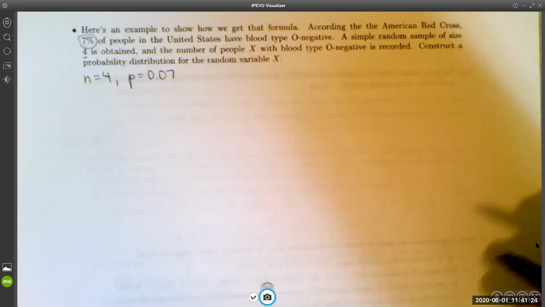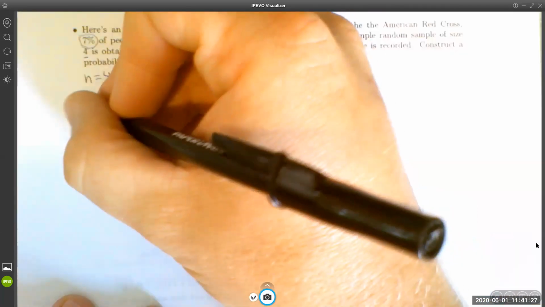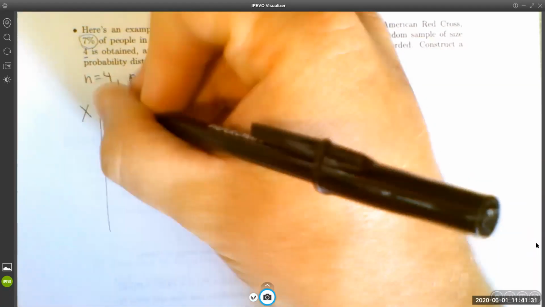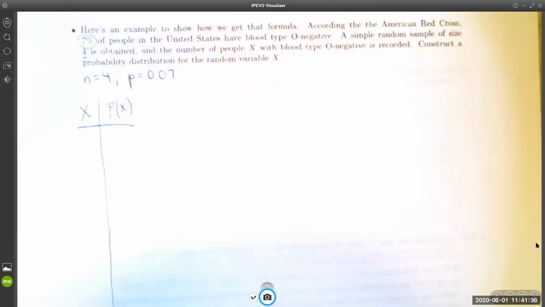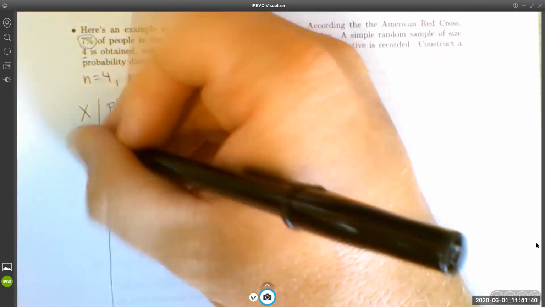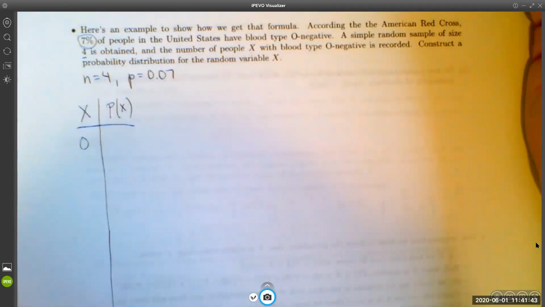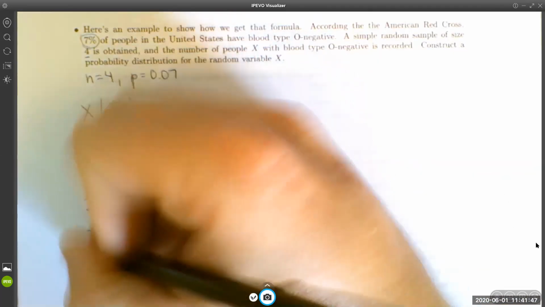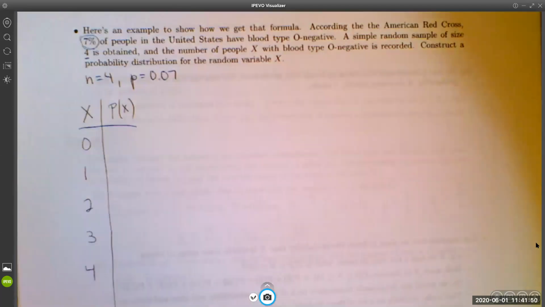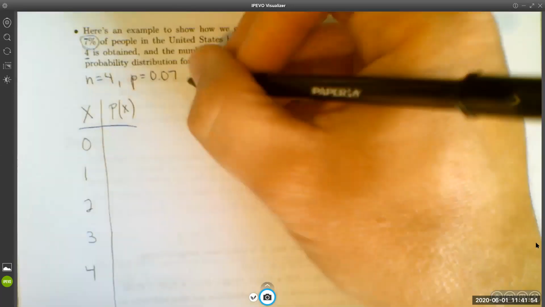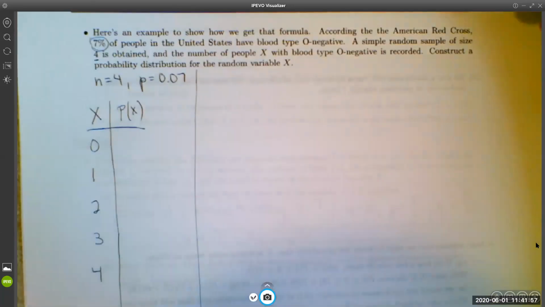So, if we want to construct our probability model, it's going to list off the possible values for X together with the probability that X takes on that value. What are the possible values of X? Well, it's possible that out of the 4 people that are surveyed, none of them have blood type O negative. It's also possible that exactly 1 of them has blood type O negative, or 2, or 3, or 4, right? So these are the possibilities. X could be 0, 1, 2, 3, or 4. Now I'm going to do a lot of scratch work to fill in this chart, okay?